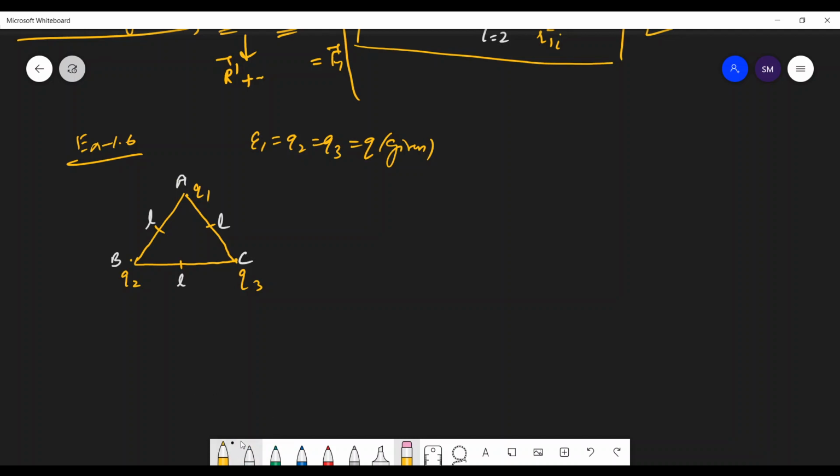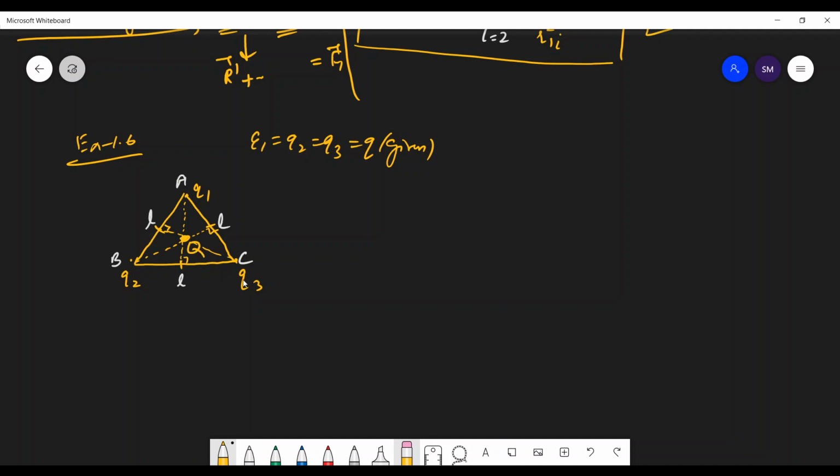Now I have placed a charge Q here at the centroid of the triangle. Centroid is where the medians meet. Here the medians, perpendicular bisectors and angle bisectors are all the same. So let us draw perpendicular bisectors. The point where all these three meet is the centroid, and I have placed this capital Q charge over here.